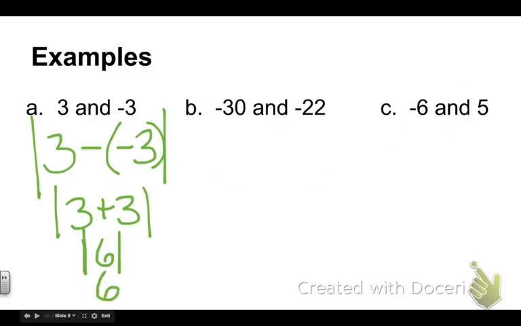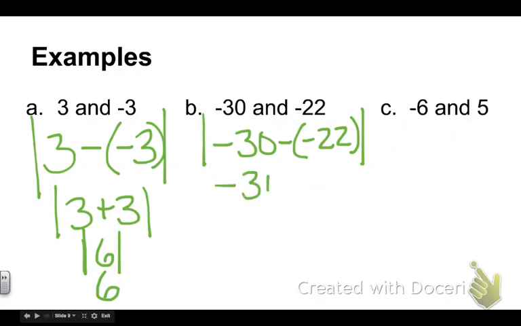Alright, and our second example, what's the difference between negative 30 and negative 22? If I take negative 30 and subtract negative 22, but I need the absolute value of that, again, the opposite of a negative 22 is positive 22, but I need to find the absolute value of that. They are different signs. It's a negative 30 and a positive 22, so find the difference between them. The difference between 30 and 22 is 8.